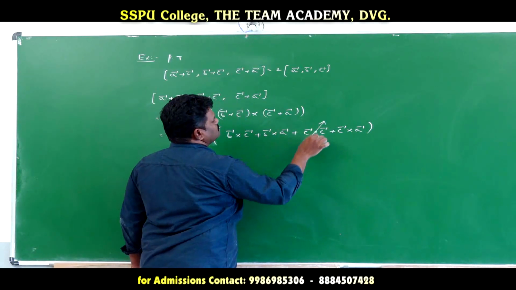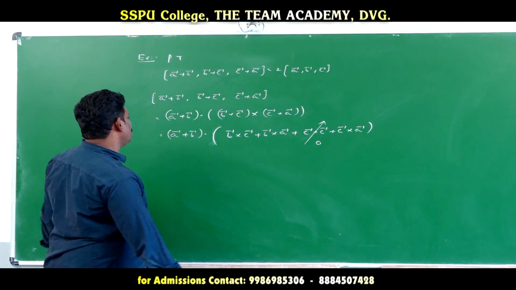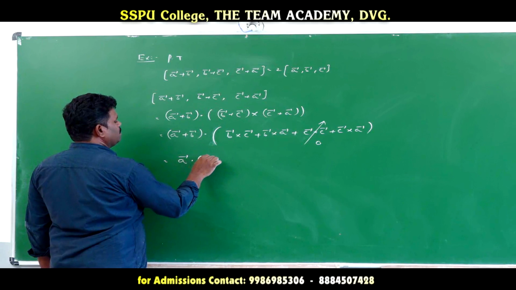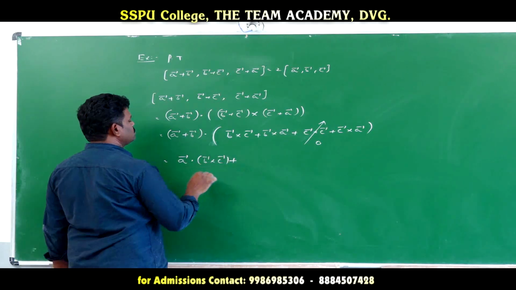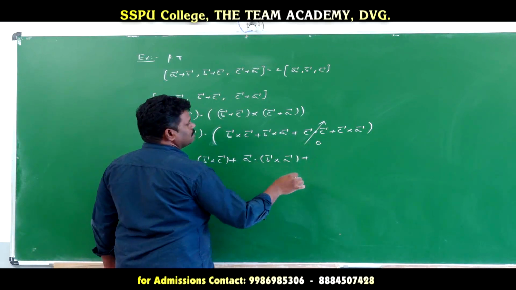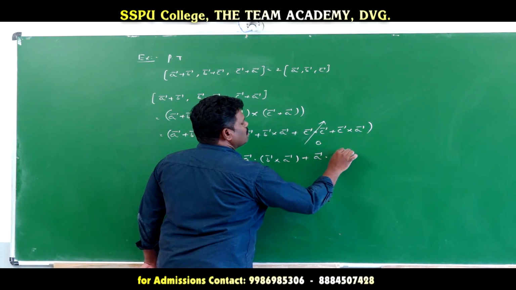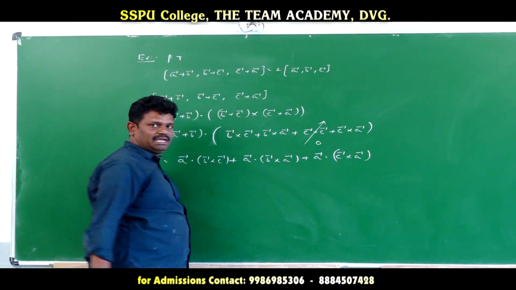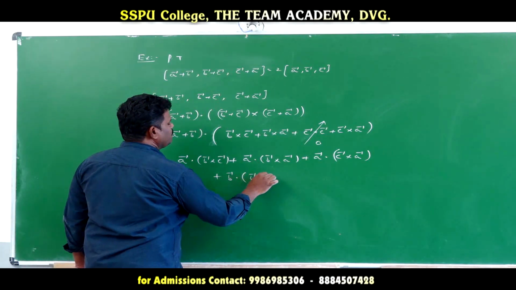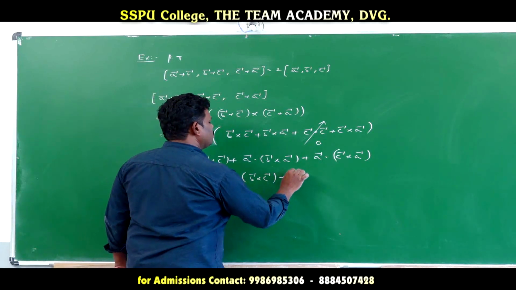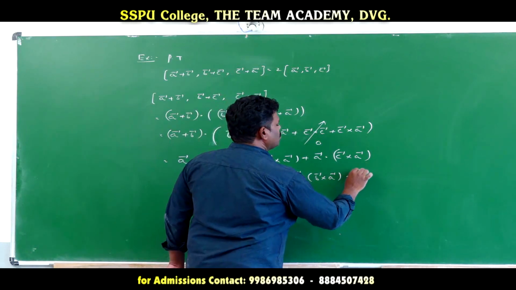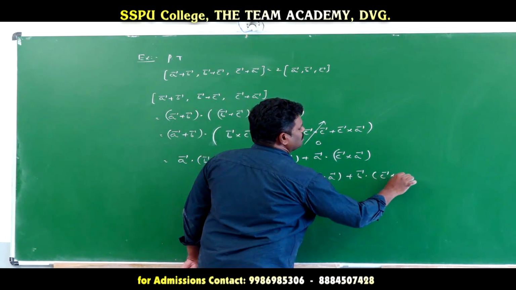Already we know that when the same vectors are there, that value is equal to 0. Next, multiplying with a bar dot b bar cross c bar, next a bar dot b bar cross a bar, and a bar dot c bar cross a bar. Then the first and second multiplications: b bar dot b bar cross c bar, plus b bar dot b bar cross a bar, plus b bar dot c bar cross a bar.